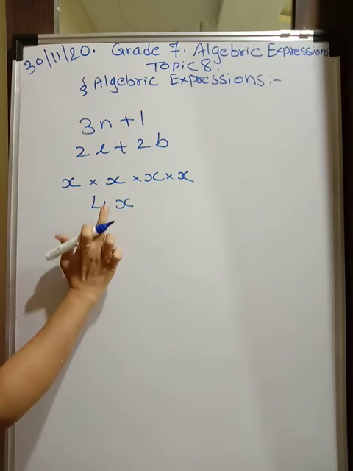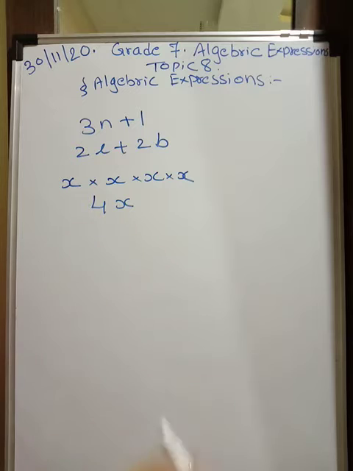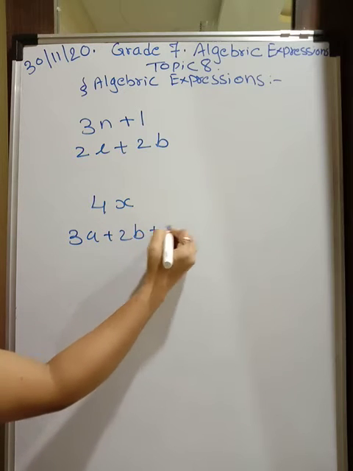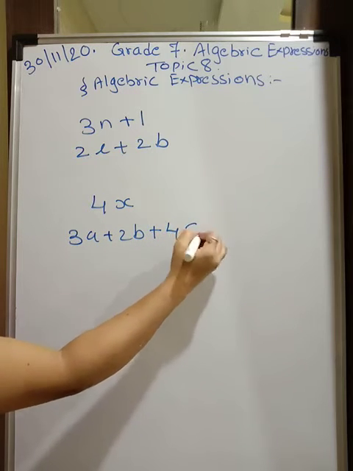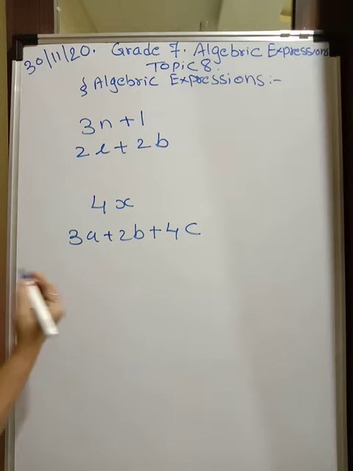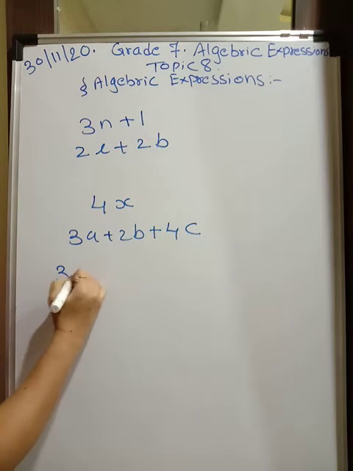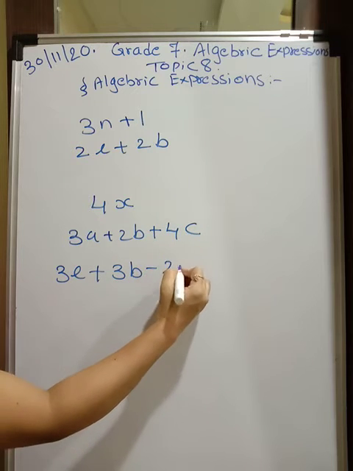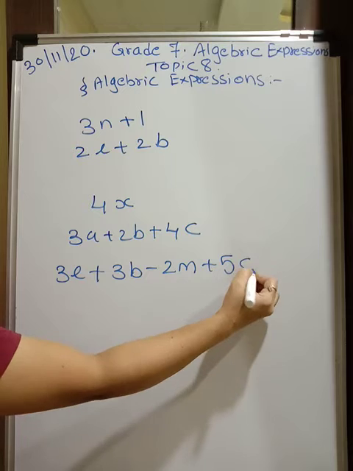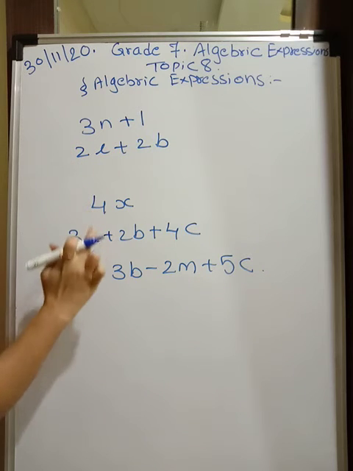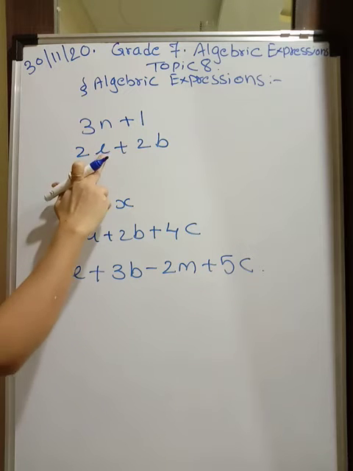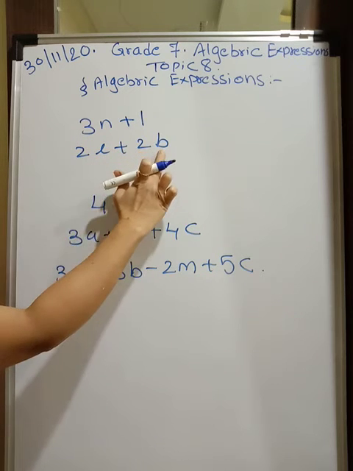Now, what is the difference between this algebraic expression and, I'll write you one more. I'm writing one more, for example, I have 3a plus 2b plus 4c. Okay, and one more I am writing, that is 3l plus 3b minus 2m plus 5c. See, all of these are nothing but algebraic expressions. Why? There is one variable, sometimes two variables.